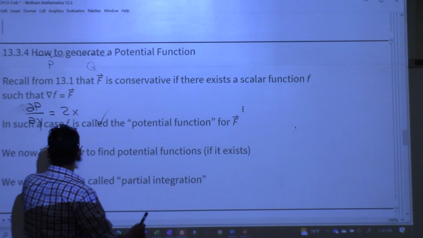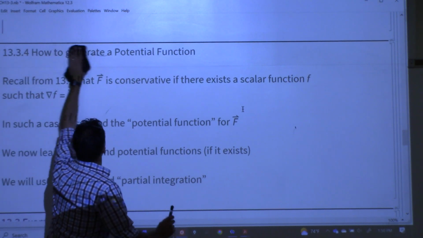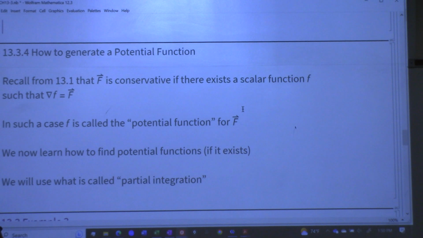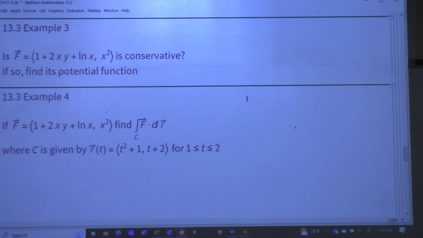Since we know it's conservative, then we know that it's the gradient of some scalar function. And so we just need to see if there's a way we can get it. And this is the example that we did already, but I'm going to do it again.